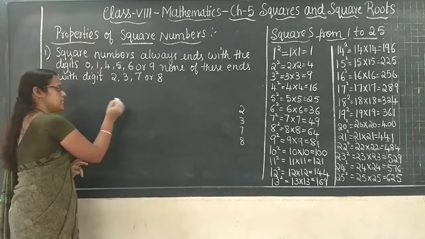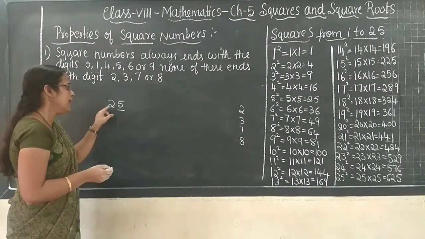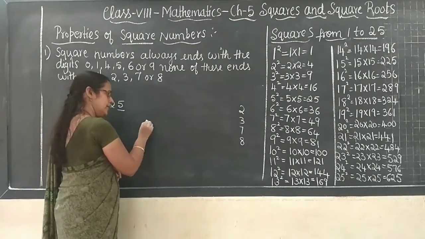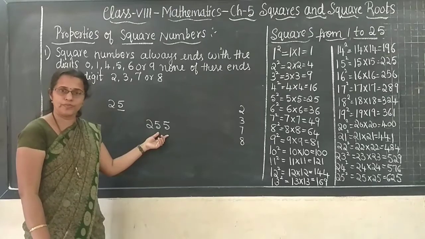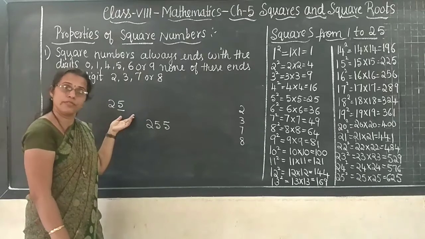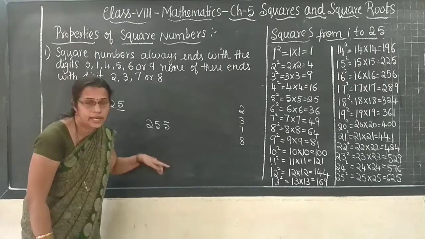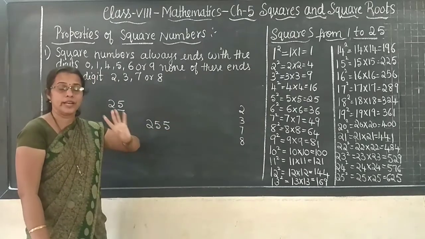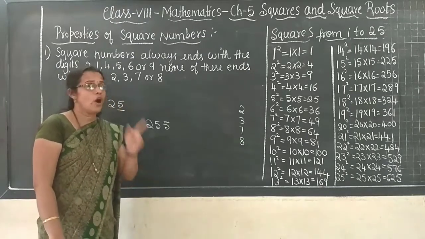So square numbers, if I say 25, end with the digit 5. That's a perfect square. But is every number that ends with the digit 5 a perfect square? No, children. So square numbers always end with the digit 0, 1, 4, 5, 6, 9, but every number that ends with this digit need not be a perfect square. So you have to learn all the perfect squares by heart. Then immediately, when I give the number, you can say perfect square or not.